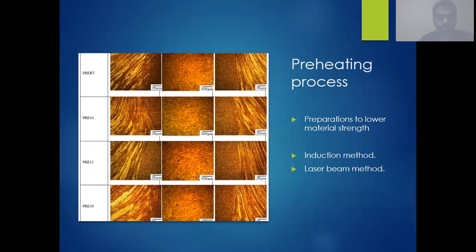In order to apply friction stir welding on high resistant materials, preheating the workpiece is required. Simply, it is the process of preparation to lower the material's strength and increase the workability. This research has focused on the effects of applying thermal induction and laser beam methods and comparing the results.